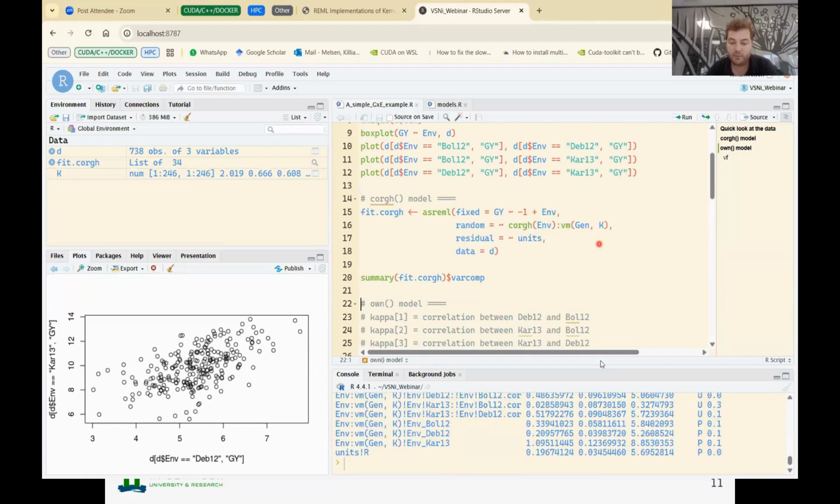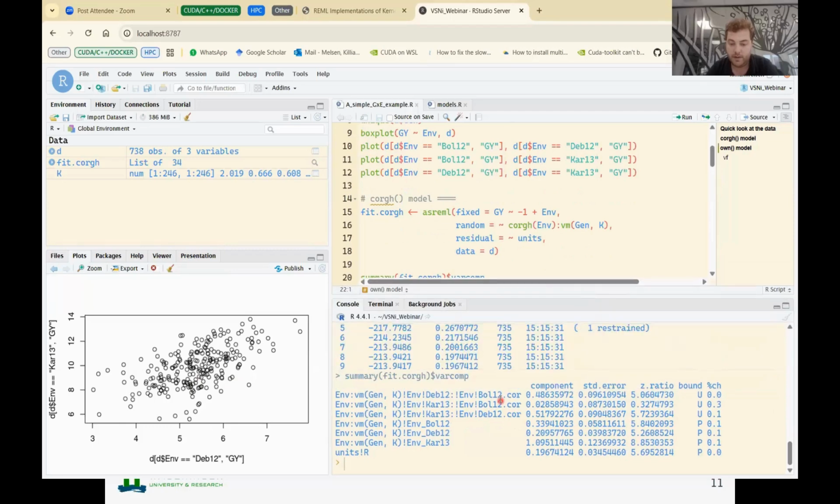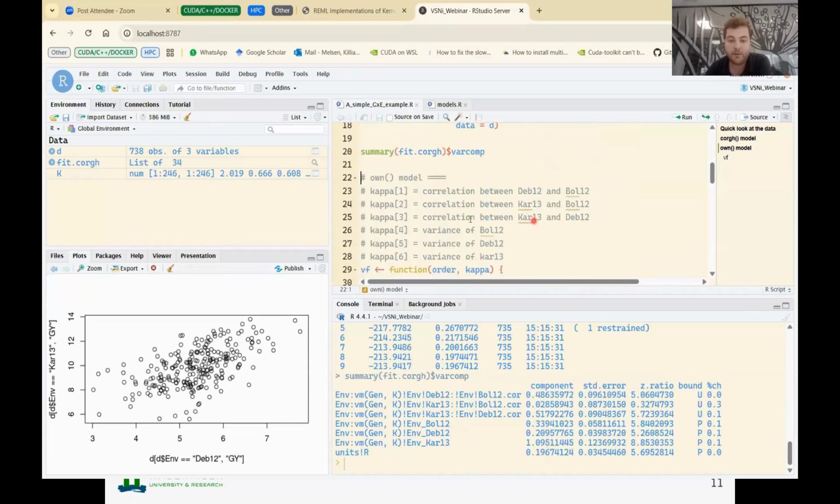And then if we look at the variance components, we indeed see the 3 correlations. 2 of those are fairly decent, and indeed the one in the middle is close to 0. And also if we look at the variances, we've got 2 relatively low variances and 1 that's a bit higher. So that seems to match the data quite well.